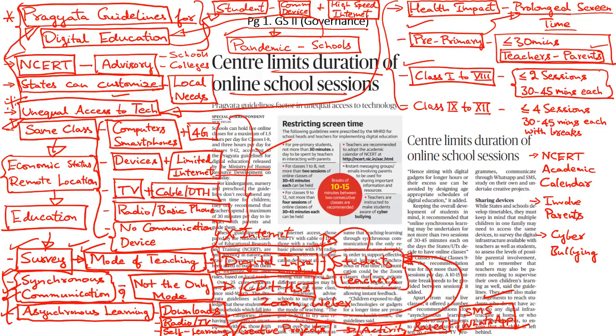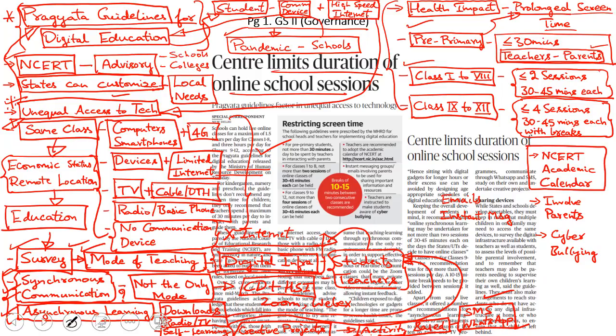Then for students between class 9 to class 12, the guidelines recommend not more than 4 online sessions of 30 to 45 minutes each, with adequate breaks between each session. Then apart from this, the guidelines recommend schools to stick to the NCERT's academic calendar, and it advises schools to encourage greater involvement from the parents in order to monitor the progress of their wards by sharing timely information and important resources with them through constant emails and messages sent via instant messaging apps.